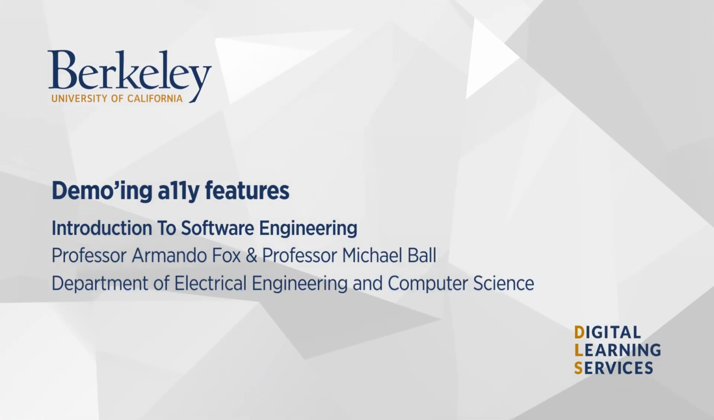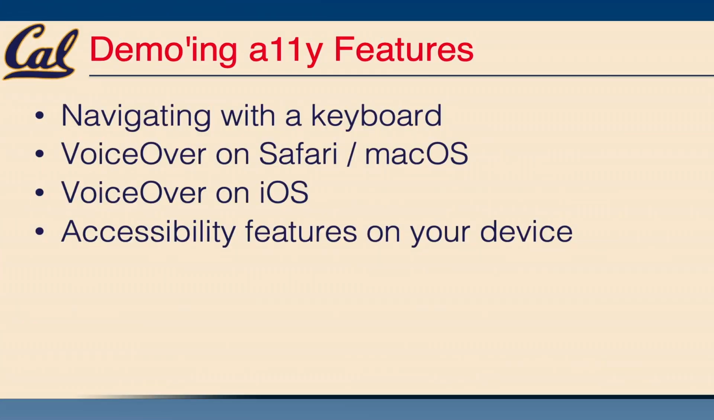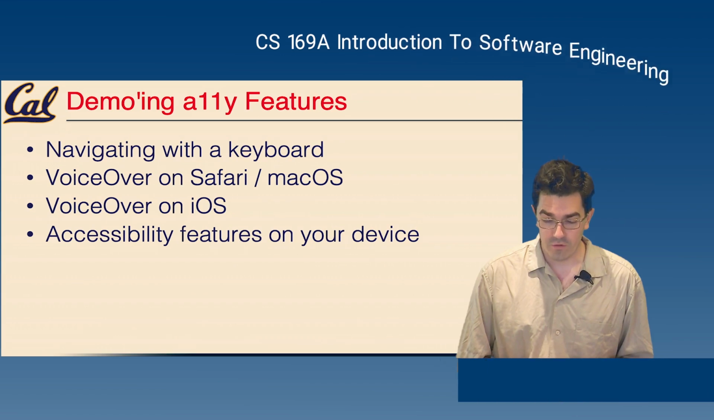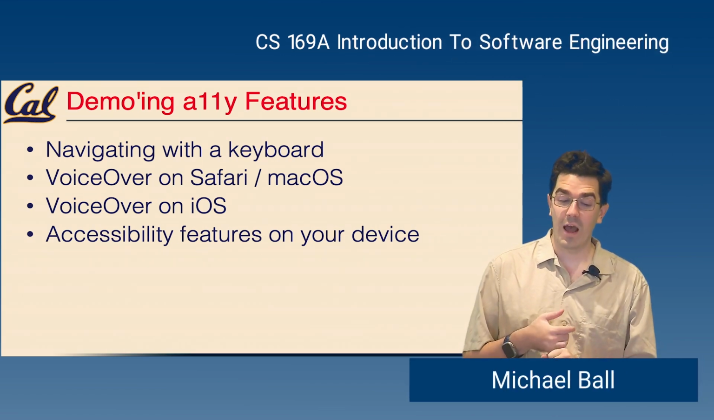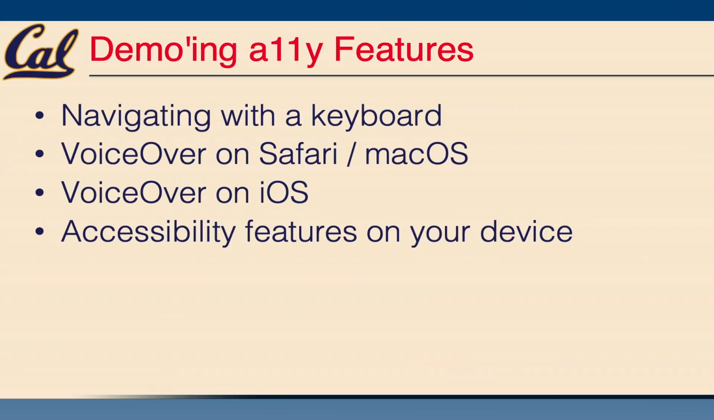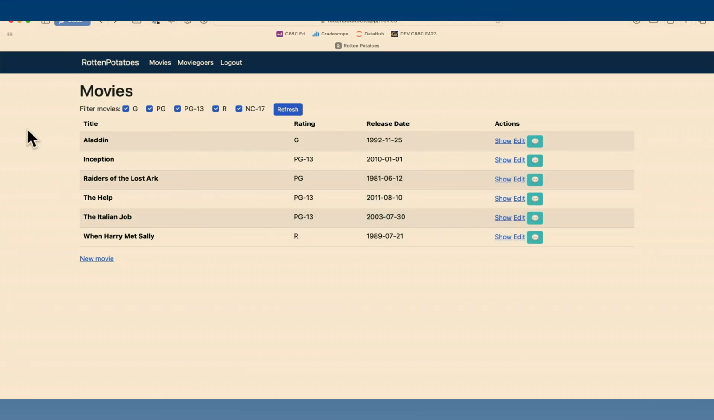As a quick intro, the thing that I want to demonstrate now is actually working through some of these things. So I'm going to demonstrate the rottenpotatoes.app, the version which is currently deployed on Heroku, navigating this with a keyboard, navigating with a screen reader. And I'll show you both on an iPhone and Mac OS because the interactions are a little bit different. And then I'll just point out a couple things on your device that you might not be aware of, but are accessibility features that interact with web pages.